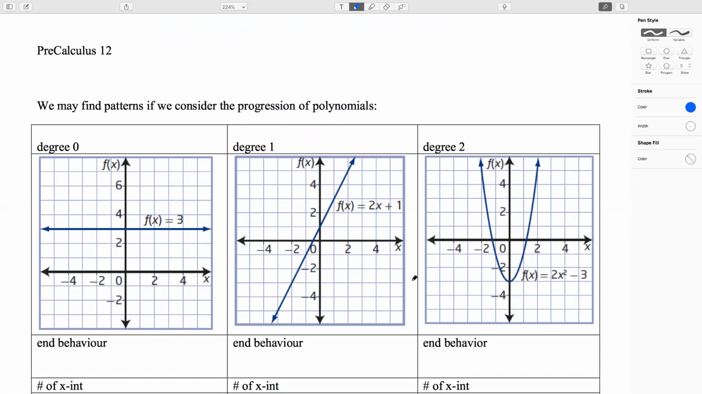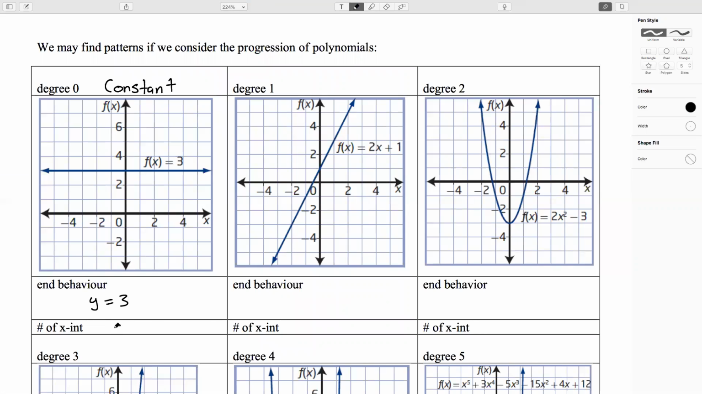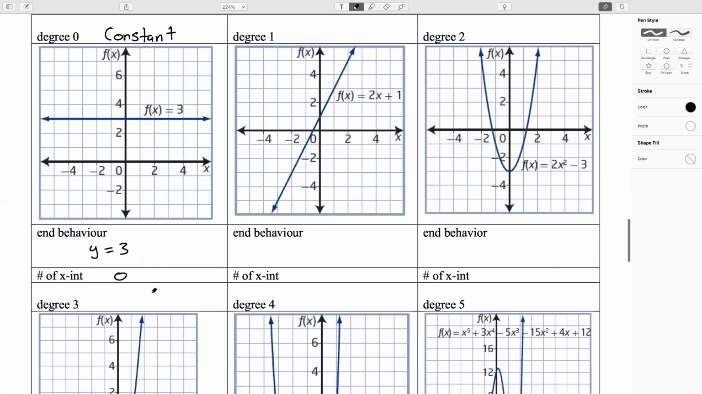All right, you may find some patterns if we consider the progression of polynomials. So this is where we're going to write out some of these characteristics. First one's degree 0. This is a constant function. The end behavior is, it's literally one number. It's always y equals 3. I suppose you could call it similar end behavior. The number of x-intercepts is 0, unless you have a function on the line y equals 0. And then I don't know whether you'd call that infinitely many zeros or 1. But for now, we're going to say no x-intercepts.